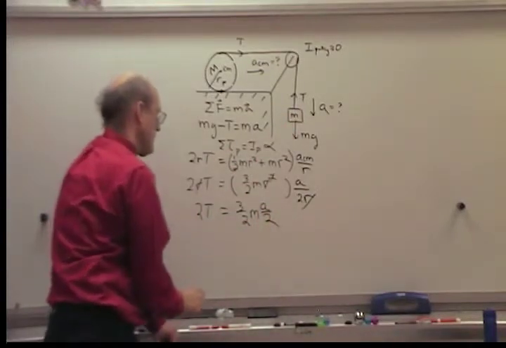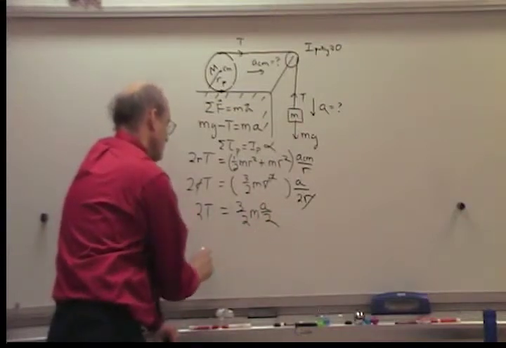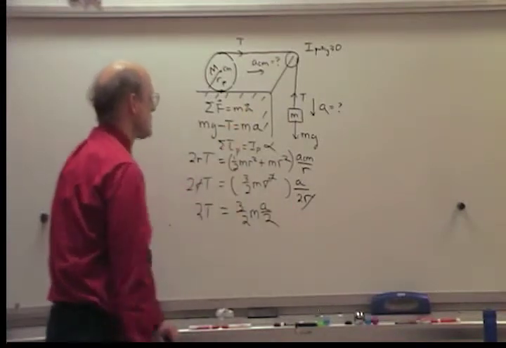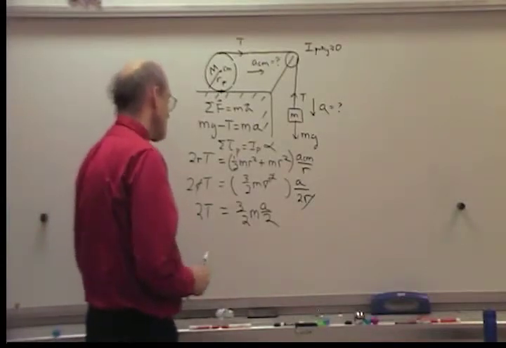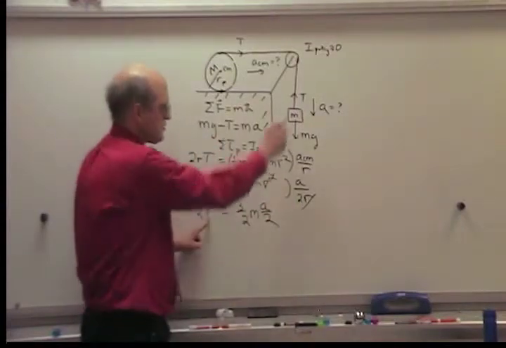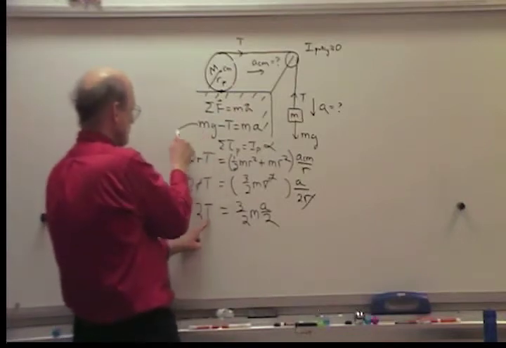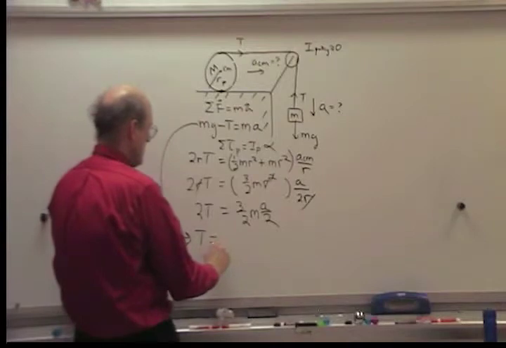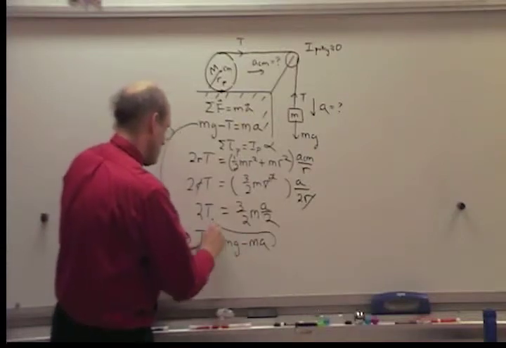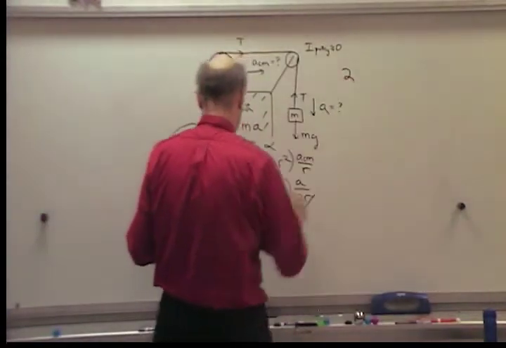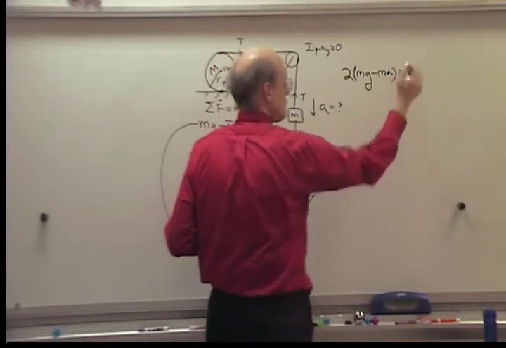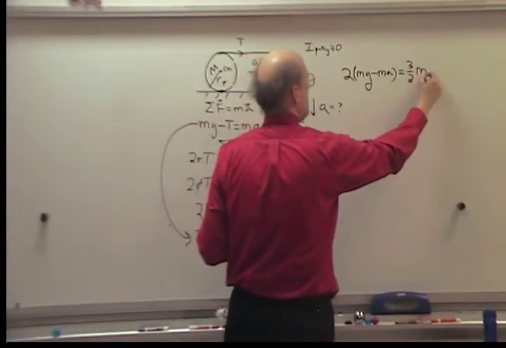Or the acceleration of the falling mass we could solve for, although we don't know tension, but we can get tension by combining these two equations, I guess. So I'll tell you what, let's do this. Let's solve this equation for tension, substitute it into here, and then we should be able to solve for the acceleration of the falling mass. So let's take this equation, first solve it for tension. So we have T is equal to mg minus ma, and then substitute this expression into that equation. So that gives us 2 times the quantity mg minus ma equals 3/2 M a over 2.